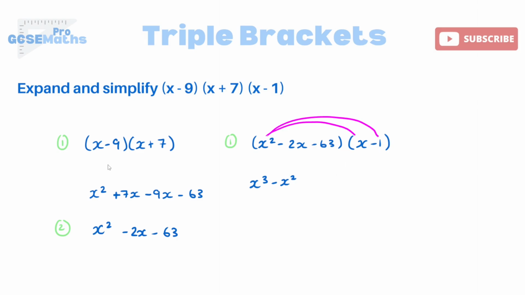Don't forget that this one at the end is a negative. Then again, don't forget it's a negative. We've got negative 2x times by both terms in the second bracket. So that's negative 2x squared. And it's a double negative here, isn't it? Negative 2x times negative 1 is a double negative. So that becomes positive. So just be really careful of that.